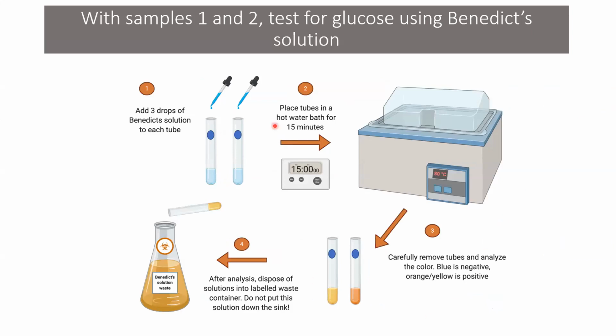So in order to test for glucose, you're going to use Benedict solution. It will turn a yellow-orange color if glucose is present. So you put the solution in, you place them in a hot water bath for 15 minutes. You remove them, and I think they microwave it in the video since they didn't want to wait the 15 minutes. And then you remove them, and we'll see that blue indicates negative, orange-yellow indicates positive for glucose.